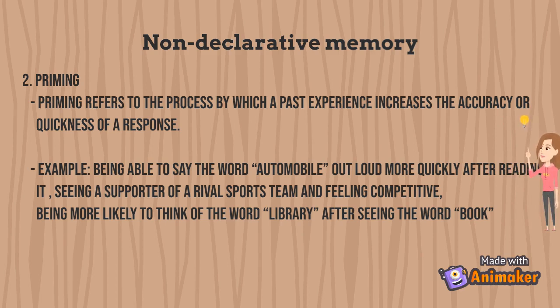Priming refers to the process by which a past experience increases the accuracy or quickness of a response. Some examples of priming include being able to say the word automobile out loud more quickly after reading it, seeing a supporter of a rival sports team and feeling competitive, being more likely to think of the word library after seeing the word book.